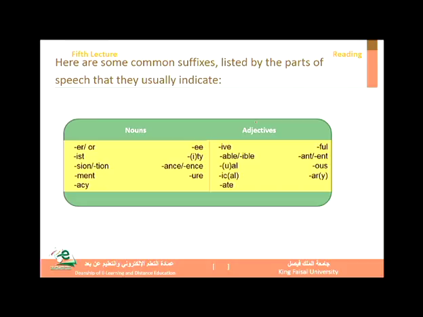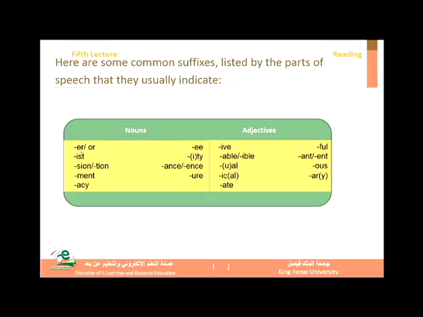So here in this table we have a group of some common suffixes, very common in words, listed by the parts of speech that they usually indicate. Here they are classified: we have the nouns and the adjectives. This group of suffixes, when added to a word, turns the word into a noun, and this group, when added to a word, turns it into an adjective.